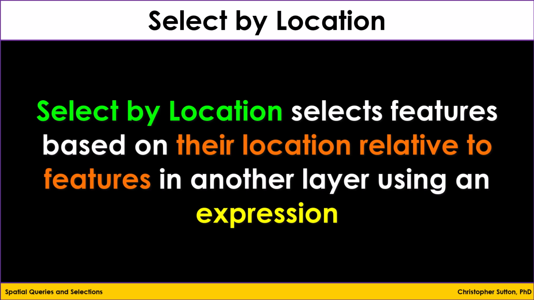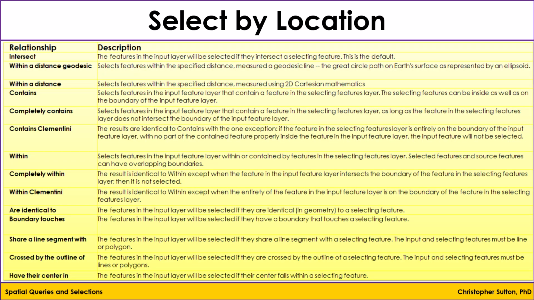We do this using the location of features relative to features in another layer. There are many methods to perform spatial selections. Here is a list of all of those that are available in ArcGIS Pro. A couple things are worth noting about this table. First of all, you most likely are going to be choosing between intersect, contains, within, or have their center in for most selections that you do.